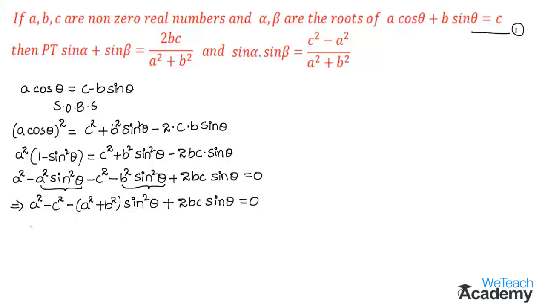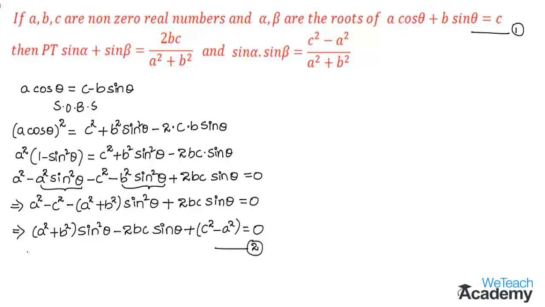And now let us take minus as the common factor for the whole term and transfer it to the right hand side. So here we get a square plus b square into sin square theta, and then plus 2bc sin theta becomes here minus 2bc sin theta, and then the constant term which is a square minus c square becomes c square minus a square, as we are taking minus as the common factor, which is equal to 0. So now let us name this equation as equation 2.